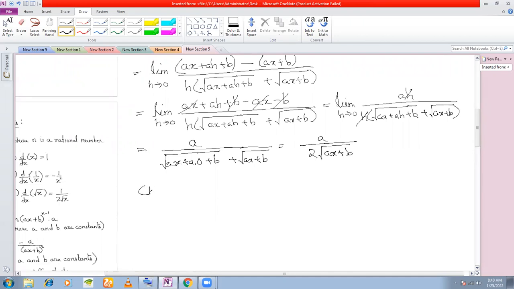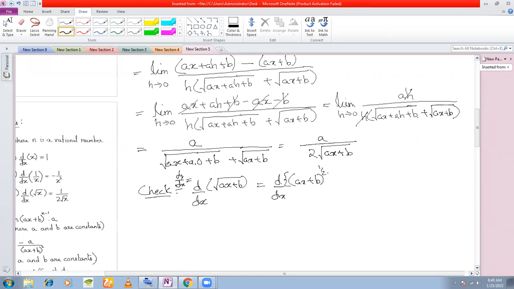Now, if you want to check from normal differentiation whether you have got the right answer or not, what is the d/dx of root ax plus b? Because dy/dx is d/dx of root ax plus b. It is equal to d/dx of ax plus b to the power of half, isn't it?